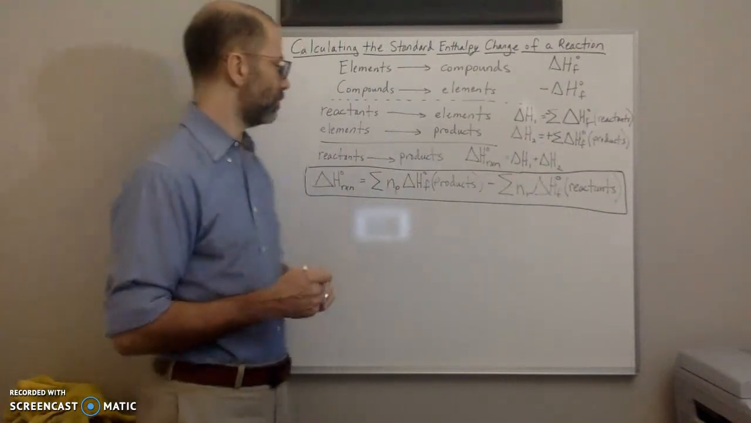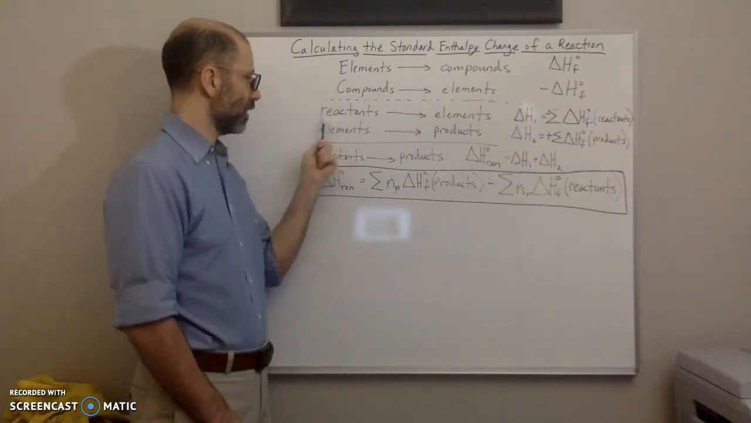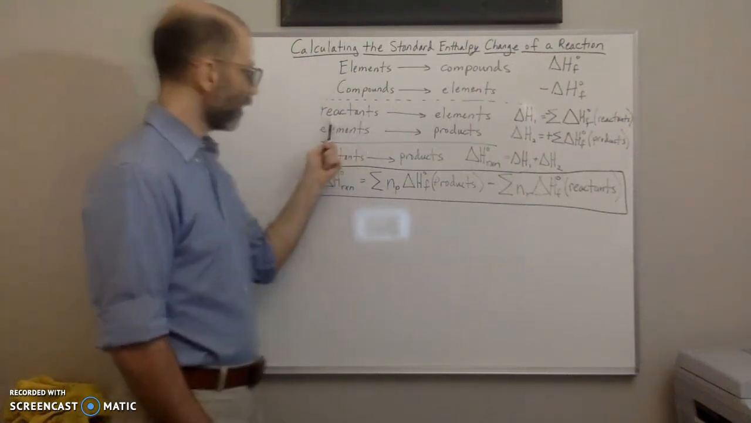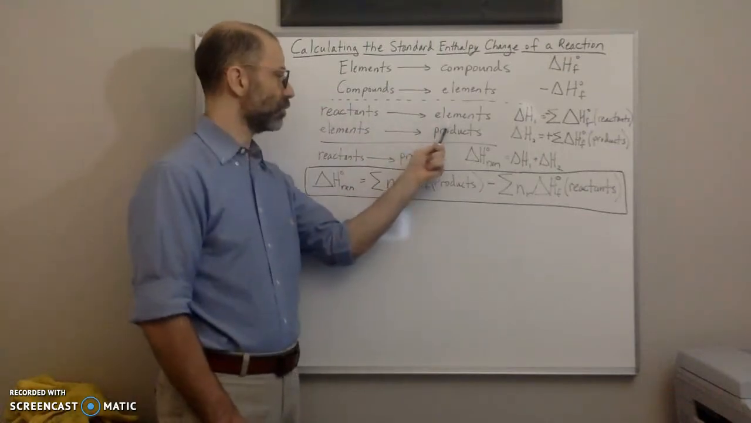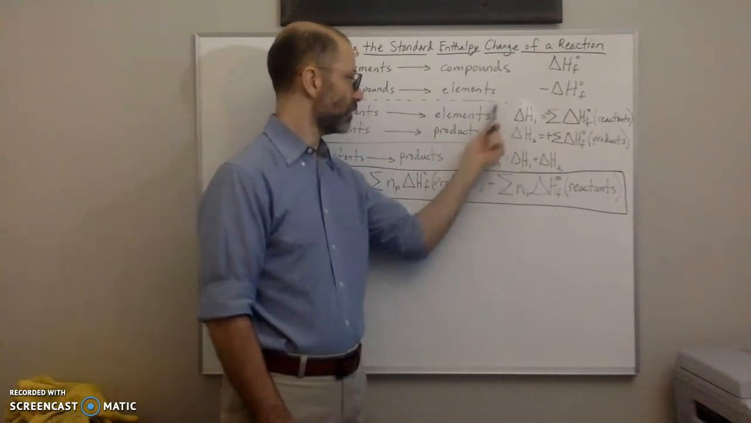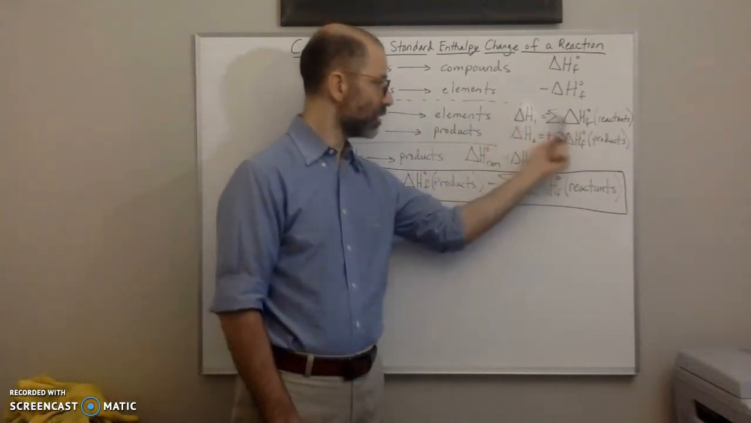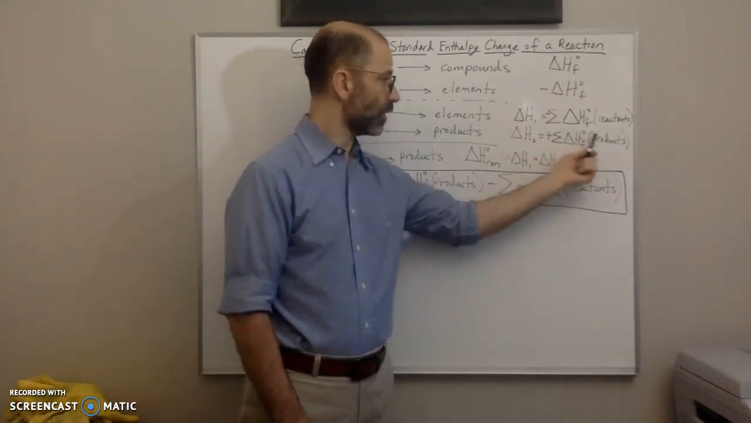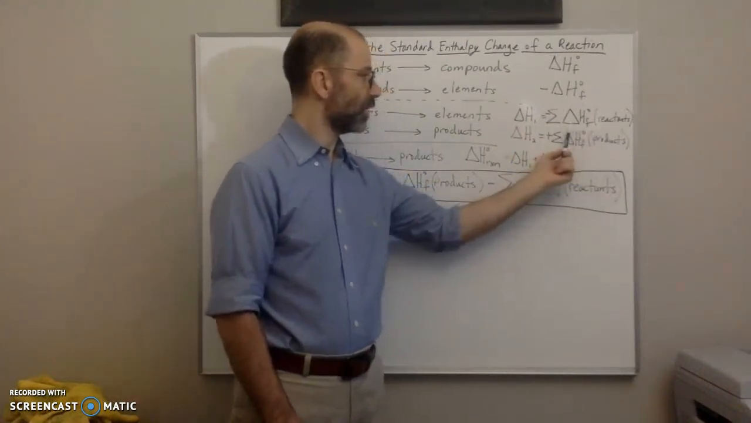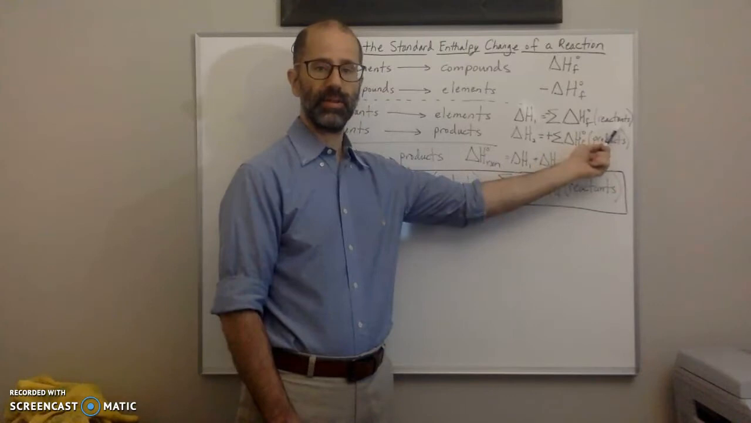And so what you could do is take, again, like I said, the reactants, and break the reactants down into their elements in their standard states. That would be the delta H1, which would then be the sum of all the changes in the standard enthalpies of formation for all your reactants.